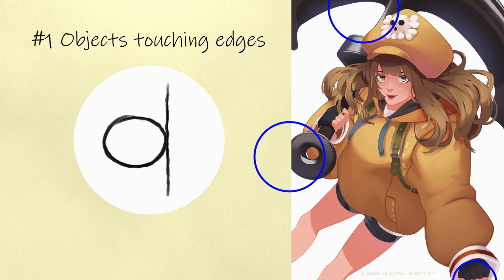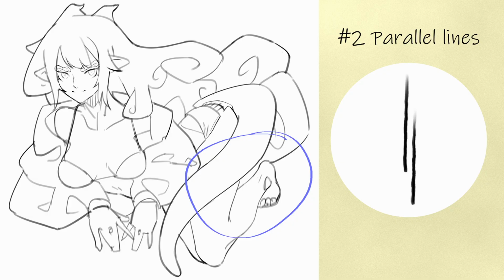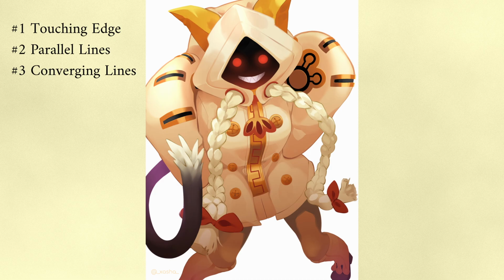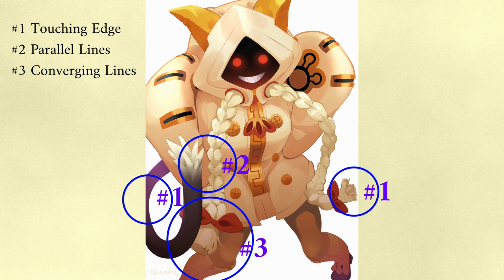Some examples include a line barely touching the edge of another object or the canvas, a line going parallel to another line for separate objects, or several lines intersecting or converging into one point. Keeping tangent lines in mind and trying to avoid them can significantly improve your art.